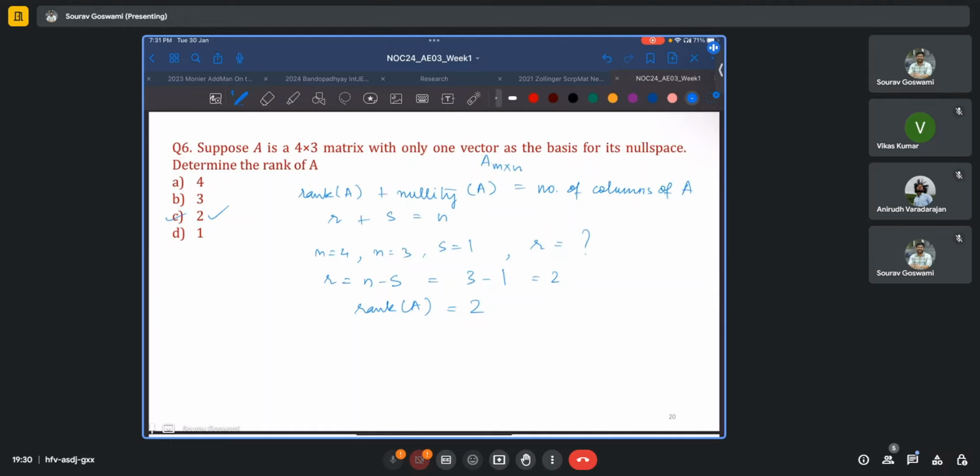This theorem is important to note. It's called the rank nullity theorem and says that the sum of the rank and the nullity of a matrix A shall equal the number of columns of A. We're not really looking into proofs during these sessions, but if someone is interested, they might refer to the standard texts which are recommended by Professor.